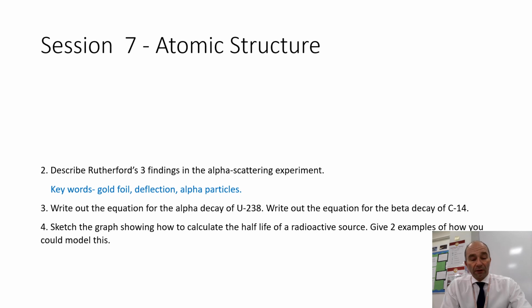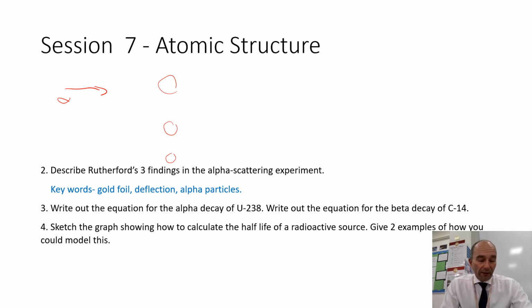The second activity is describing Rutherford's 3 findings in the alpha scattering experiment. Probably the best bet is to draw your piece of gold foil and do a diagram and annotate it, showing what happened when Rutherford fired his alpha particles at the gold foil, and there were 3 main findings. Your keywords are gold foil, deflection and alpha particles.